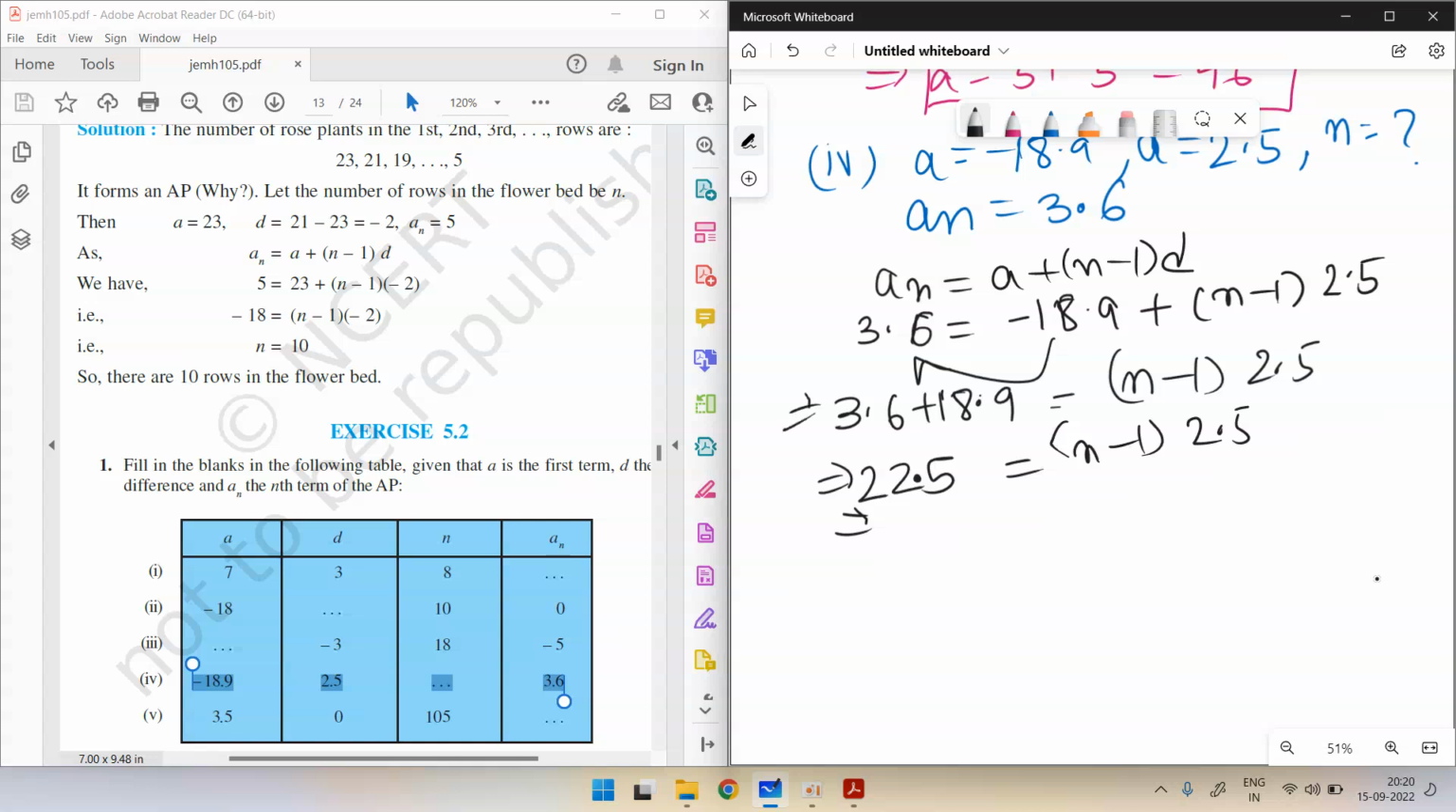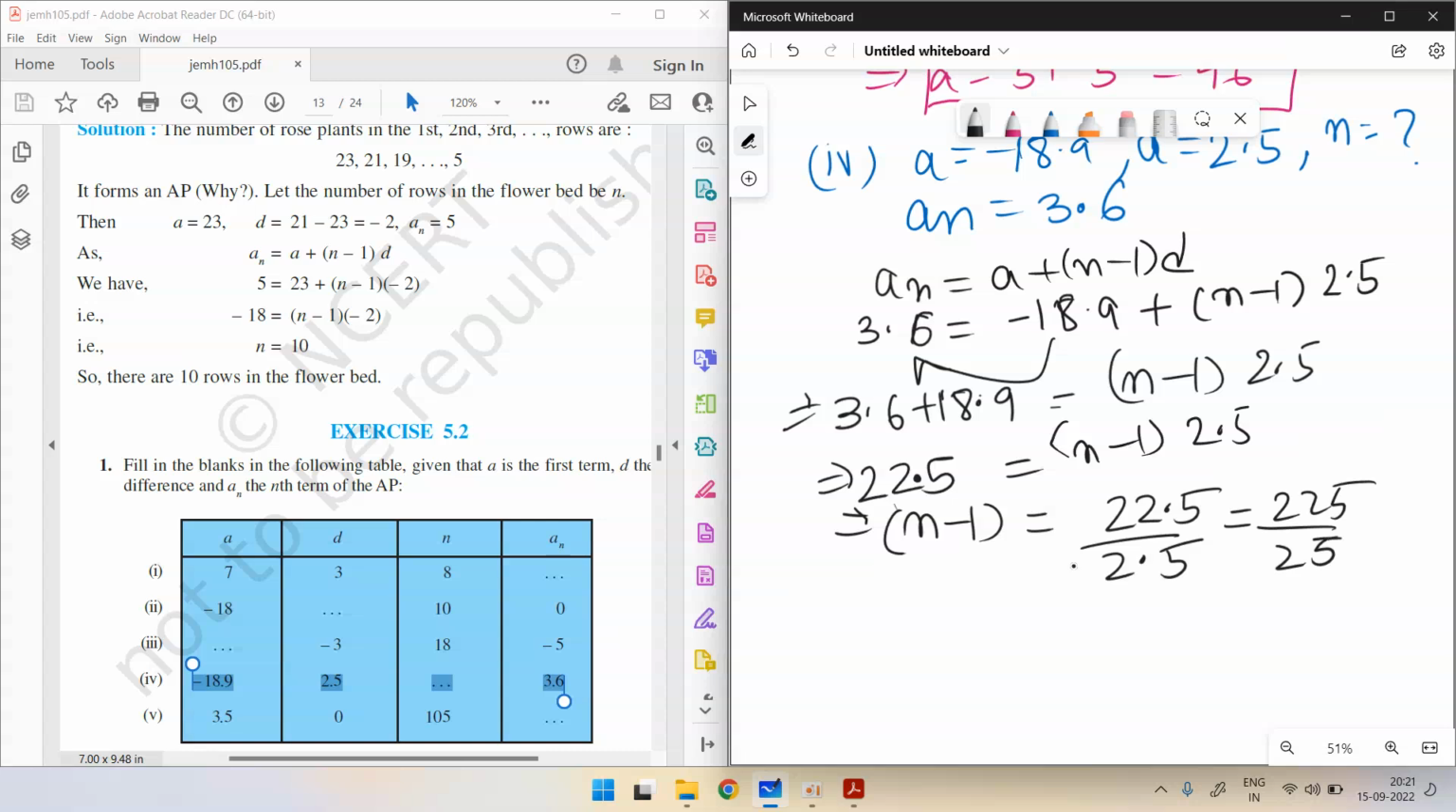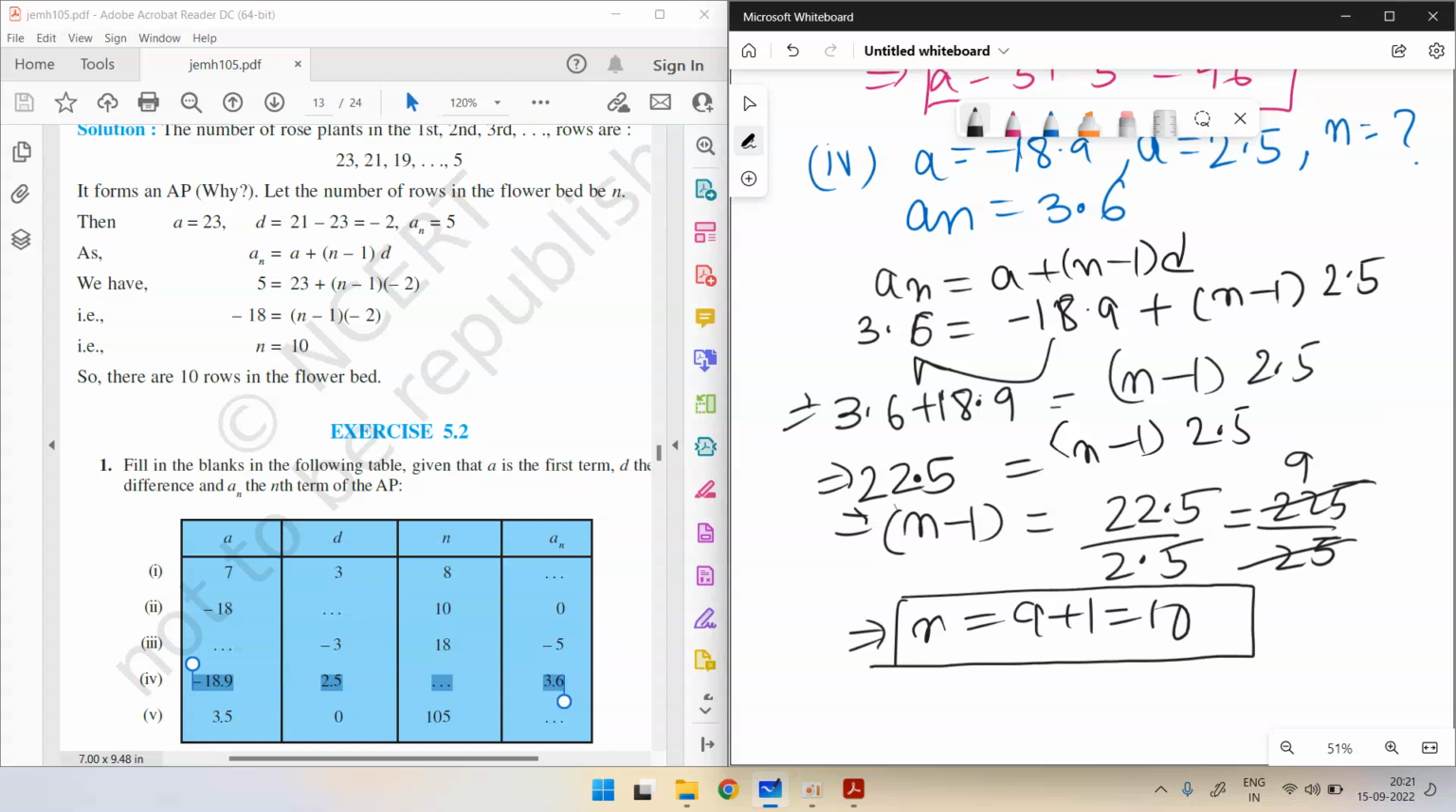So n minus 1 is equal to 22.5 by 2.5, and if you divide this, you know that 25 nines are 225, so the result is 9. Which implies that the value of n is 9 plus 1 equals 10. So the value of n is 10, which is the answer.